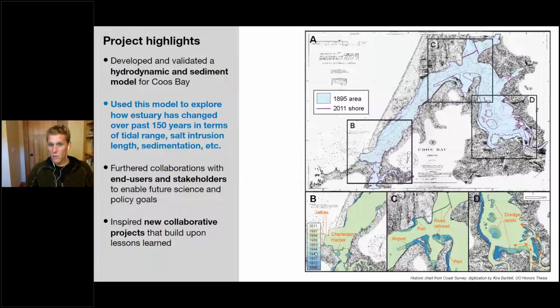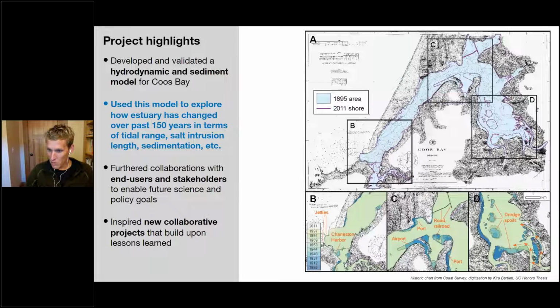What I'm showing you here is the 1895 area, which is the background map. And then the purple outline is what the estuary looks like now. You can see a few things. You can see the airport, and that's shown in this bottom middle plot here as well. You can also see dredge spoil islands that were built as they started dredging the main channel. So these islands in the East Bay are actually artificial human-made islands.